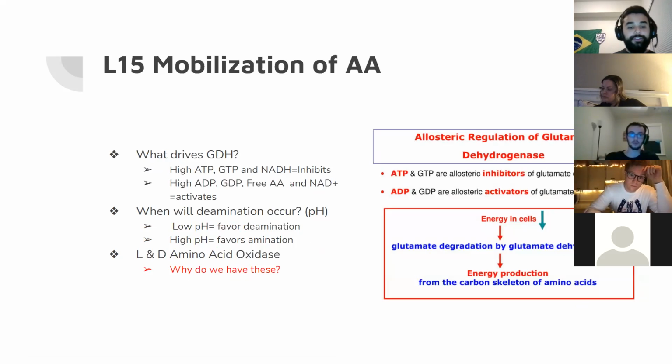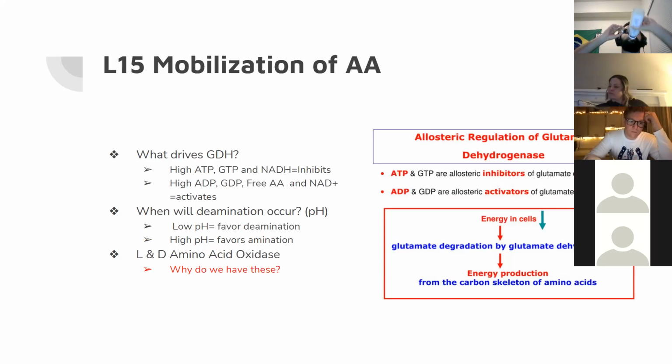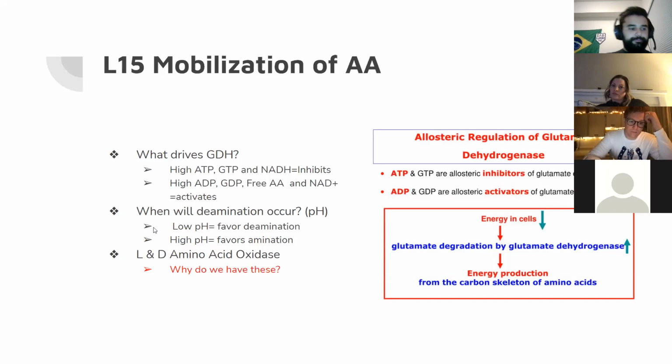And then we do have something else called our L and D amino acid oxidases. Does anybody know the importance of these two enzymes? Okay. So which amino acid does our body use, the L version or the D version? L. Exactly. So we use our L version. So the D amino acids aren't really going to help us that much. Basically, these oxidases are going to help us break apart the D amino acids so that they're not accumulating, right? Because we're not going to use them.